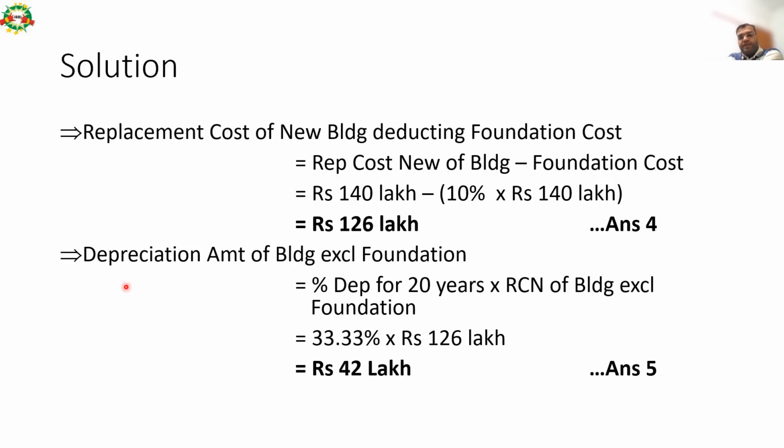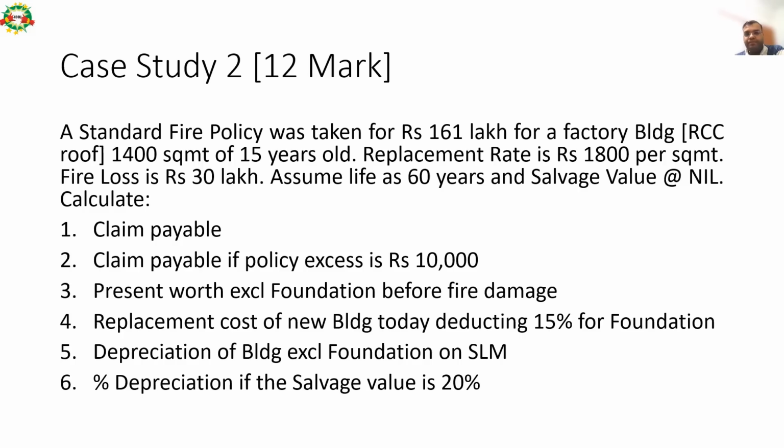And depreciation amount of the building excluding foundation is equal to the percentage depreciation for 20 years, which is the existing age of the building as given in the question, applied to the RCN of the building excluding foundation. Since the depreciation amount of the building excluding foundation is required, RCN excluding foundation is equal to 126 lakh as calculated here. So 33.33% of 126 lakh is 42 lakhs. This is the answer to question number 5.